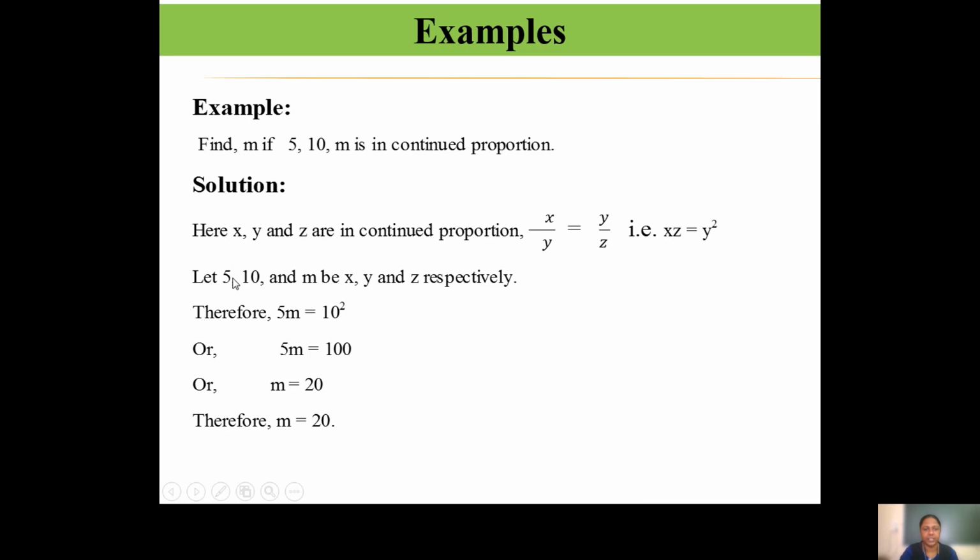So here we'll get x into z, that is 5 into m, which is equal to 10 square. Here we'll get 5m is 100. So simply here we'll get m is equal to 20 by dividing by 5. So here we'll get the value of m as 20.